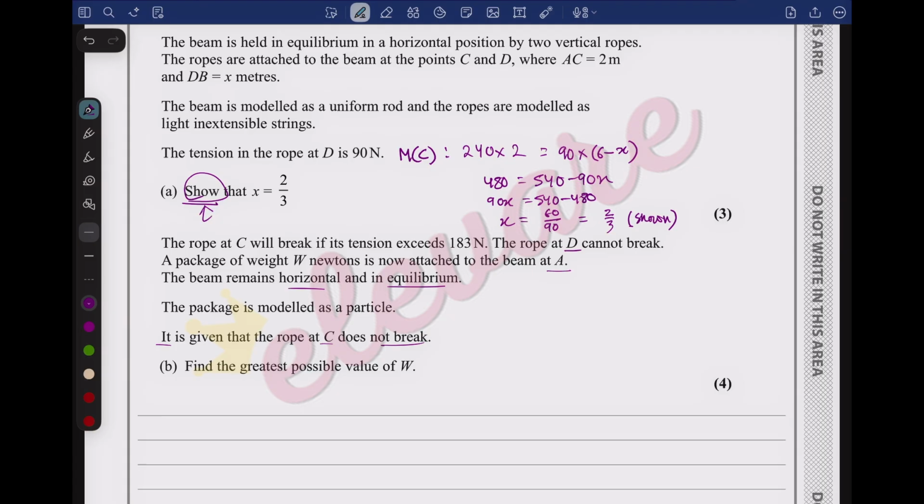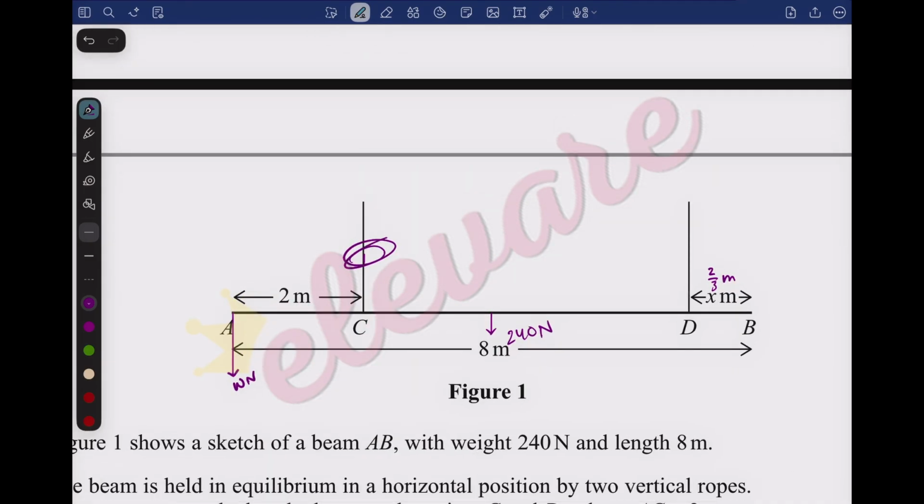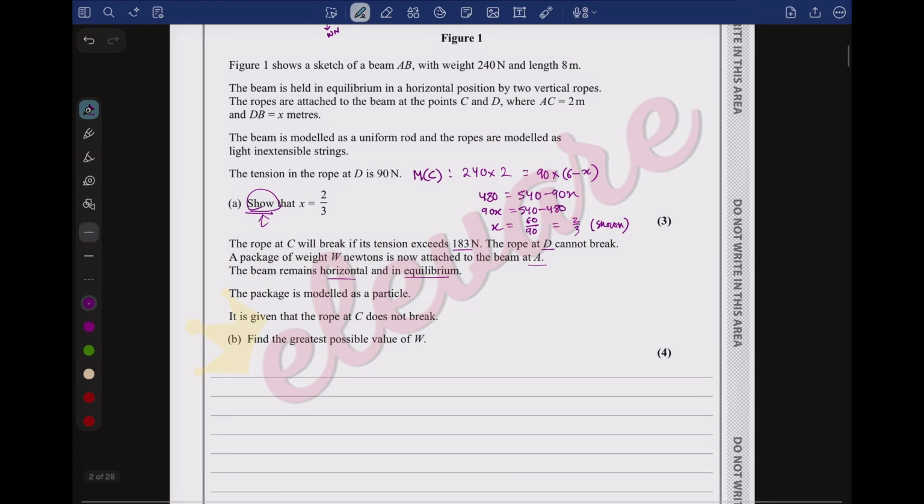To break a rope, what do you need? You need exceeding amounts of force, right? Now, this constraint tells you that we are able to consider the tension at C as 183 newtons, because that is the maximum possible value of the tension such that the rope at C does not break. Okay, so we can definitely label the tension at C as 183 newtons. And whenever the tension at C is 183 newtons, that is when you're going to have the max possible value of this W.